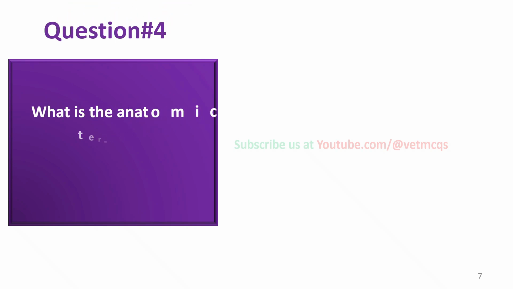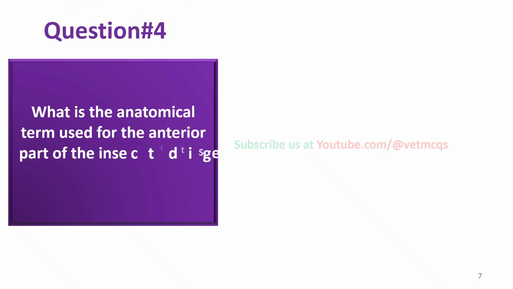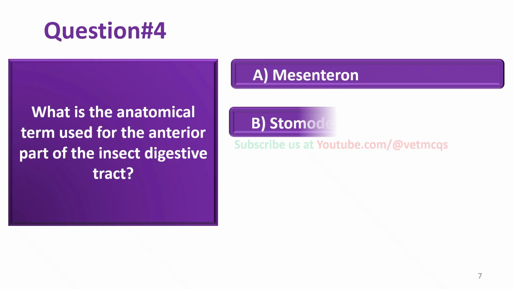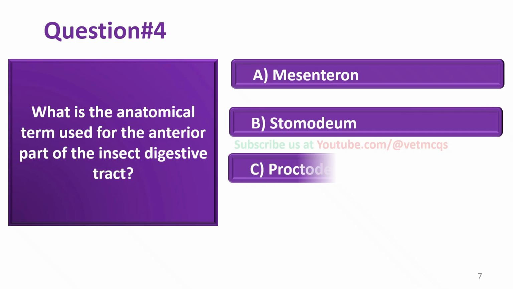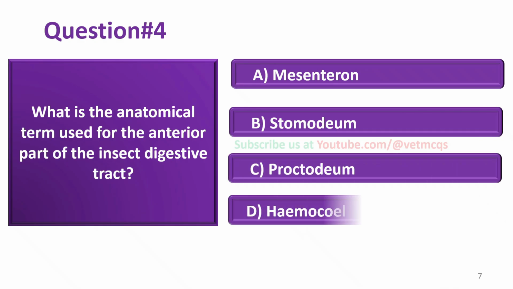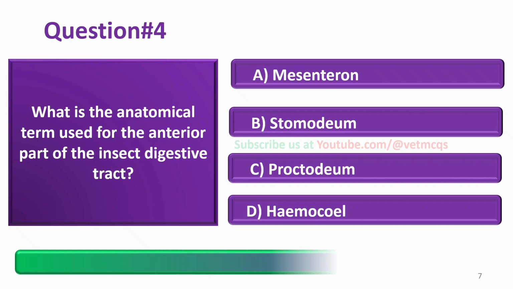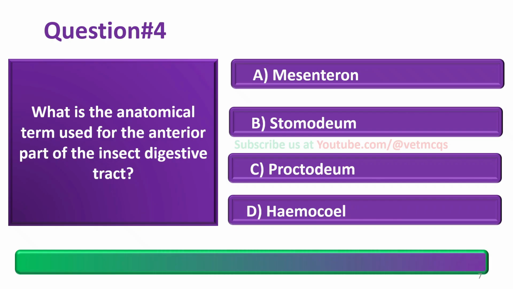What is the anatomical term used for the anterior part of the insect digestive tract? Mesenteron, Stomodeum, Proctodeum, Hemocoel. And the correct answer is option B, that is Stomodeum.